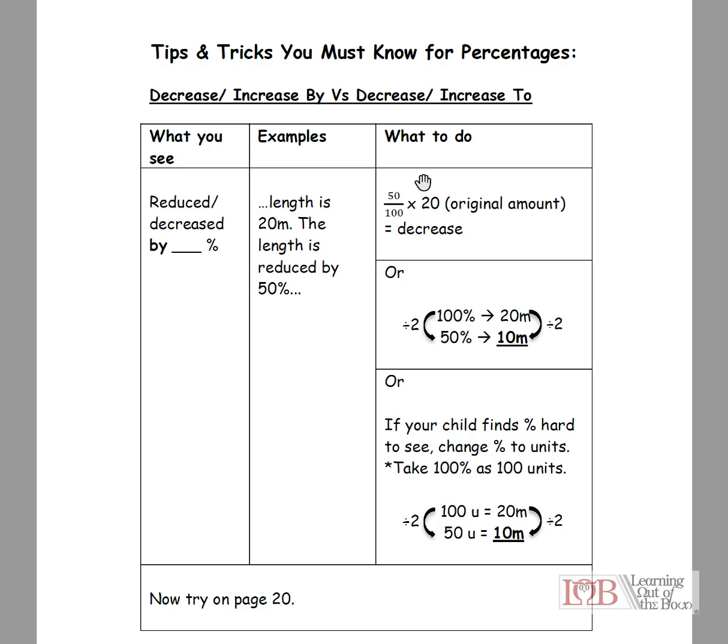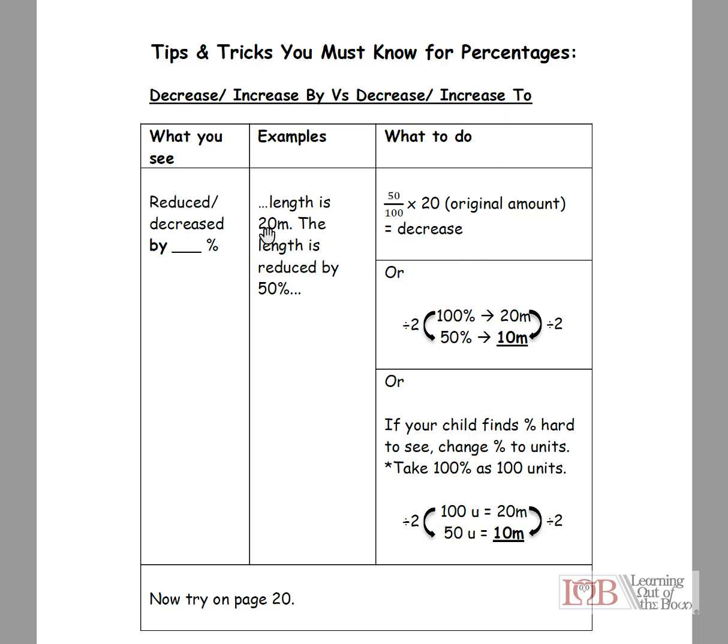Alright, there are a few types of percentage problem sum types, and one of them will be decrease or increase by versus decrease or increase to. As you are referring to your 40 sums volume 3, you'll notice that these two questions are very common, and sometimes it's very confusing because the child doesn't really understand the difference between by and to.